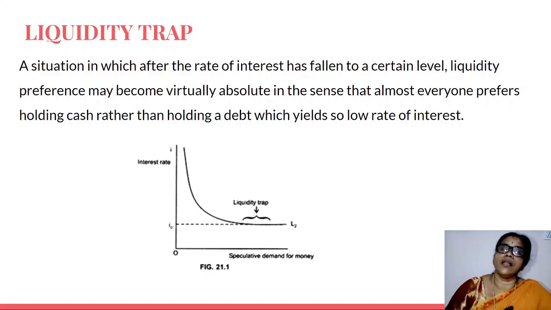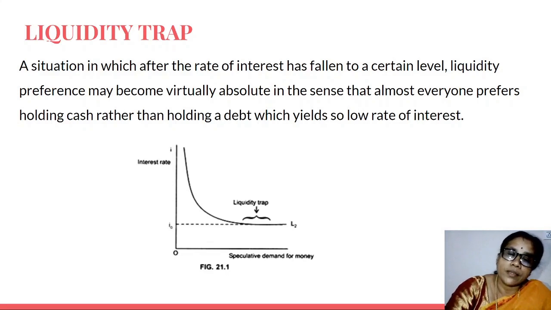At that minimum level, people again have speculations, they start thinking that the rate of interest might increase, and they start depositing money in the bank, or they prefer holding money as cash balance in the bank account, and this will continue. Even though the rate of interest comes to its lowest point, people are not ready to buy bonds. When it reaches the R minimum point, the curve becomes horizontal, and people don't prefer to buy bonds.